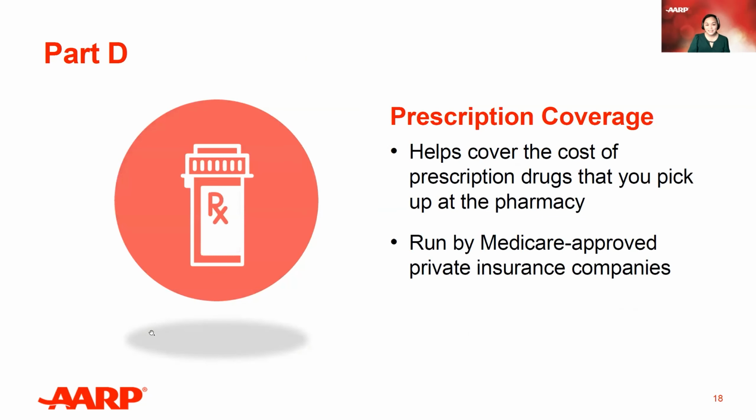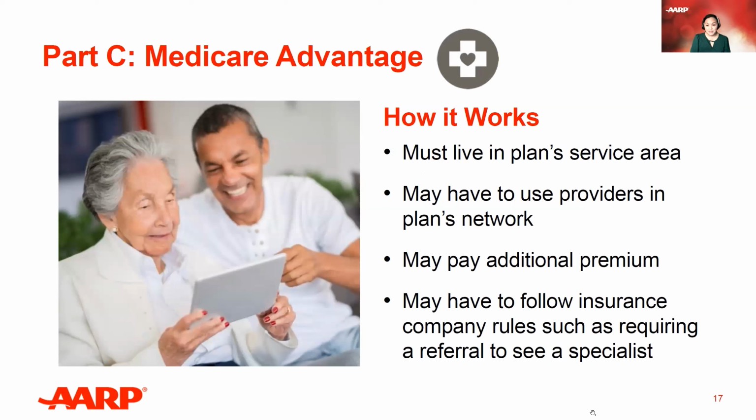Part C, Medicare Advantage. How it works. In general, you must live in a plan's service area, so you might be a little bit limited in the network. You have to use providers in the plan's network. You have to stay in network in order to take advantage of Medicare Advantage plans. You usually may have to pay an additional premium, and you may have to follow insurance company rules, such as requiring a referral to see a specialist.